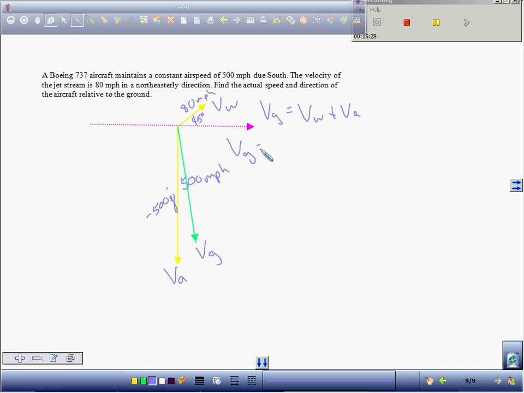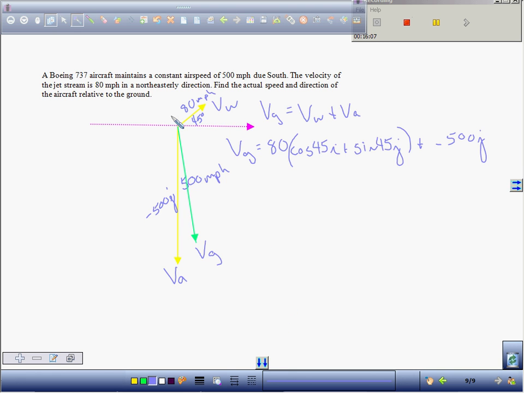So VG is equal to VW, its magnitude 80 times the cosine of 45 in the I direction plus the sine of 45 in the J direction, right? And that should be like that. Okay? Plus VA, which is negative 500 in the J direction.